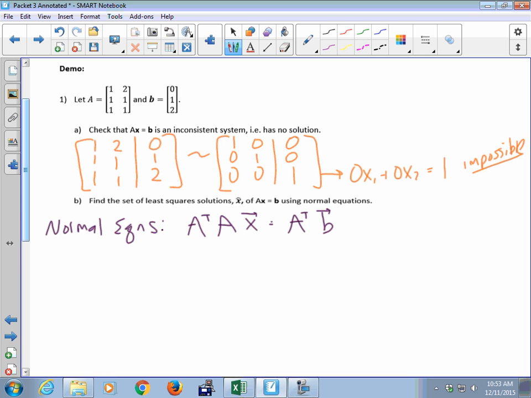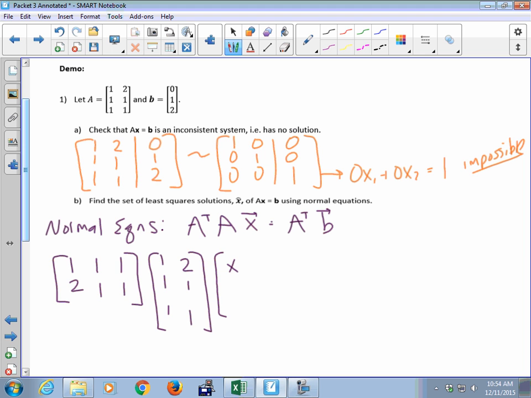And then I'm just going to plug in all the stuff that I know. A is [1, 1, 1], [2, 1, 1]. So the transpose just makes the rows columns and columns rows. So I have [1, 1, 1] and [2, 1, 1], times A, which is [1, 1, 1], [2, 1, 1], times x, which is just x1, x2, equals A transpose [1, 1, 1], [2, 1, 1], times b, which was given, 0, 1, 2.